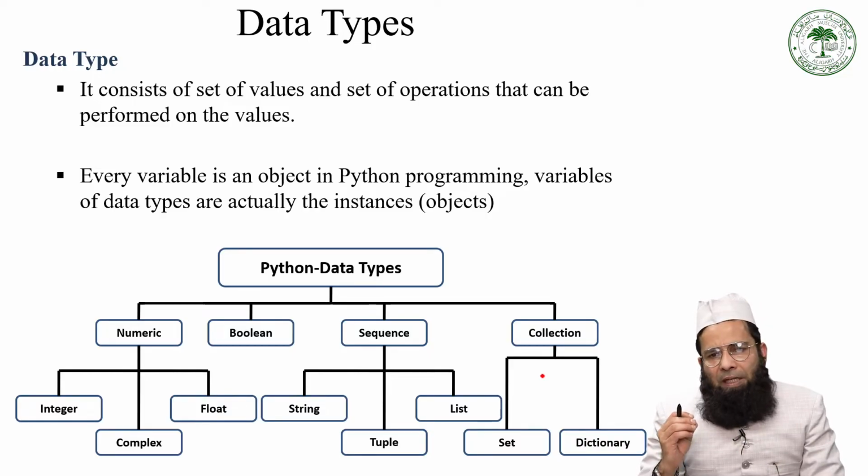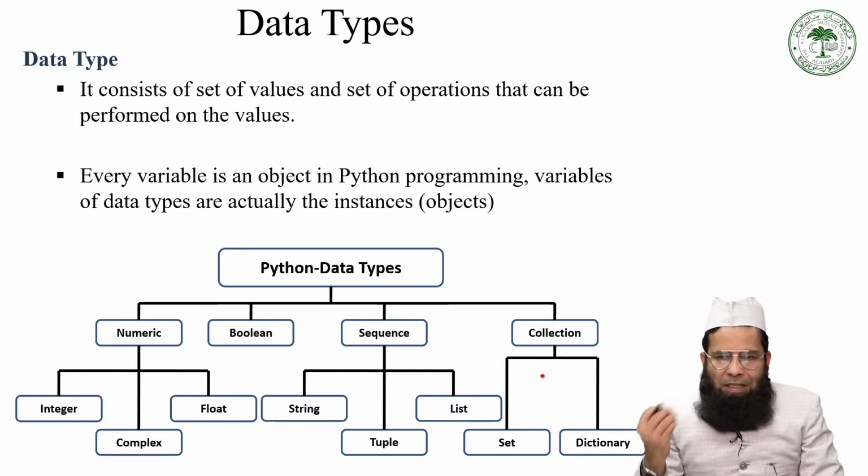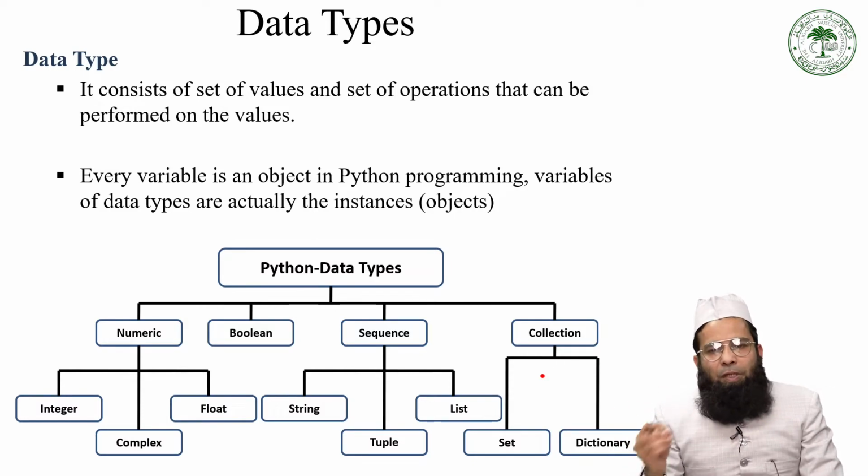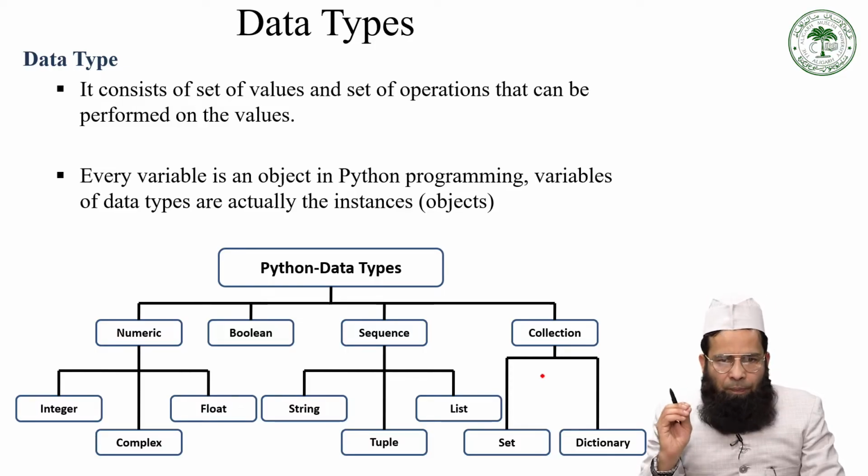Every variable in Python programming is actually an object, and some we have already used, like integer and string. In today's class, we'll discuss string, similarly list, and so on. So all are actually objects in Python programming, and variables of a data type are actually the instances, that is, the objects. So if we are using list type of data, we are using an instance of the list class. Similarly, if you are using integer data, we are actually using an object of the integer class.